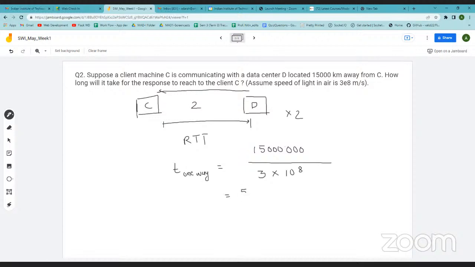So it was 50 milliseconds. Okay, now one-way communication is 50 milliseconds, and the time taken by the response to cover the same distance with the same speed of light will be another 50 milliseconds. So the total time taken will be 100 milliseconds.